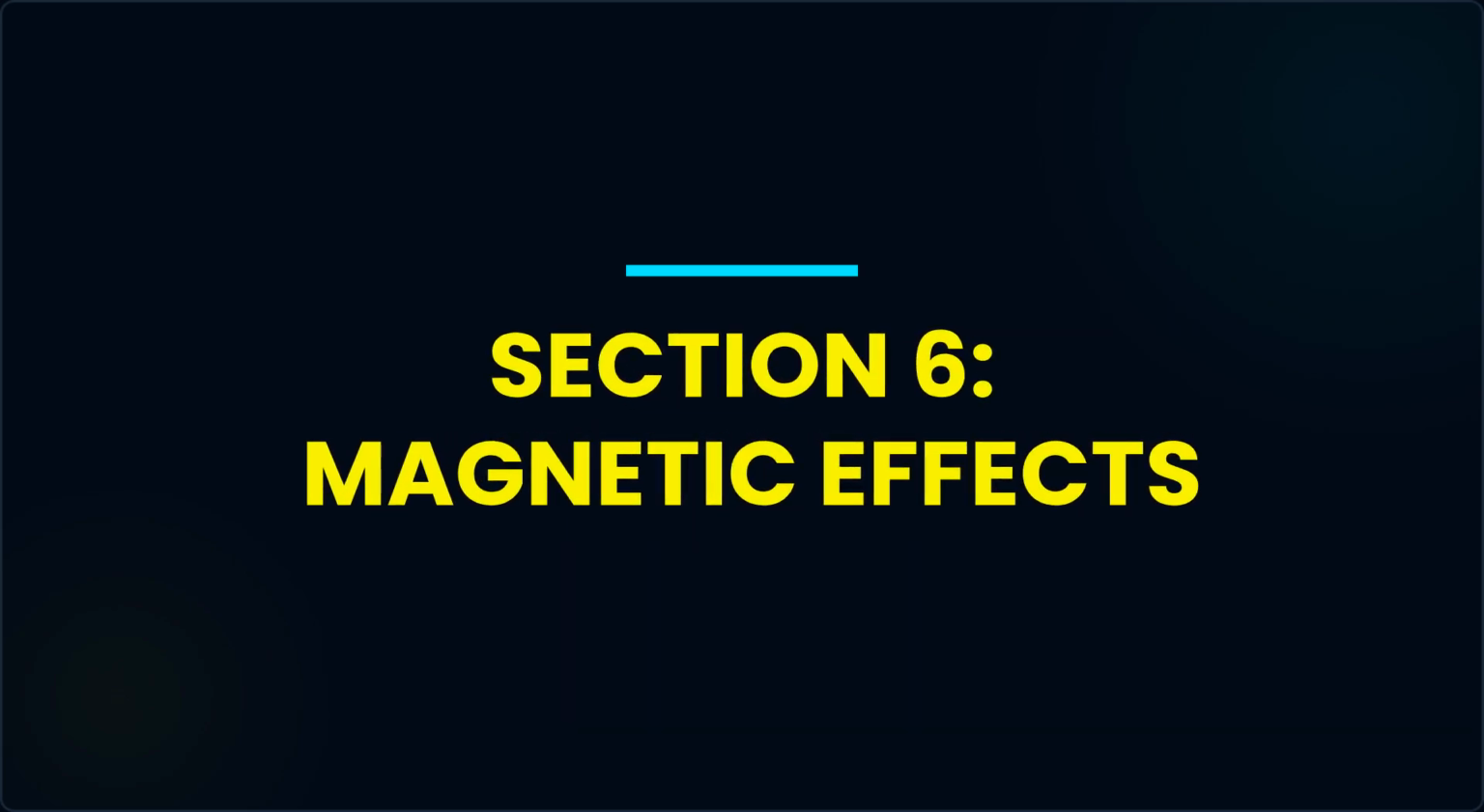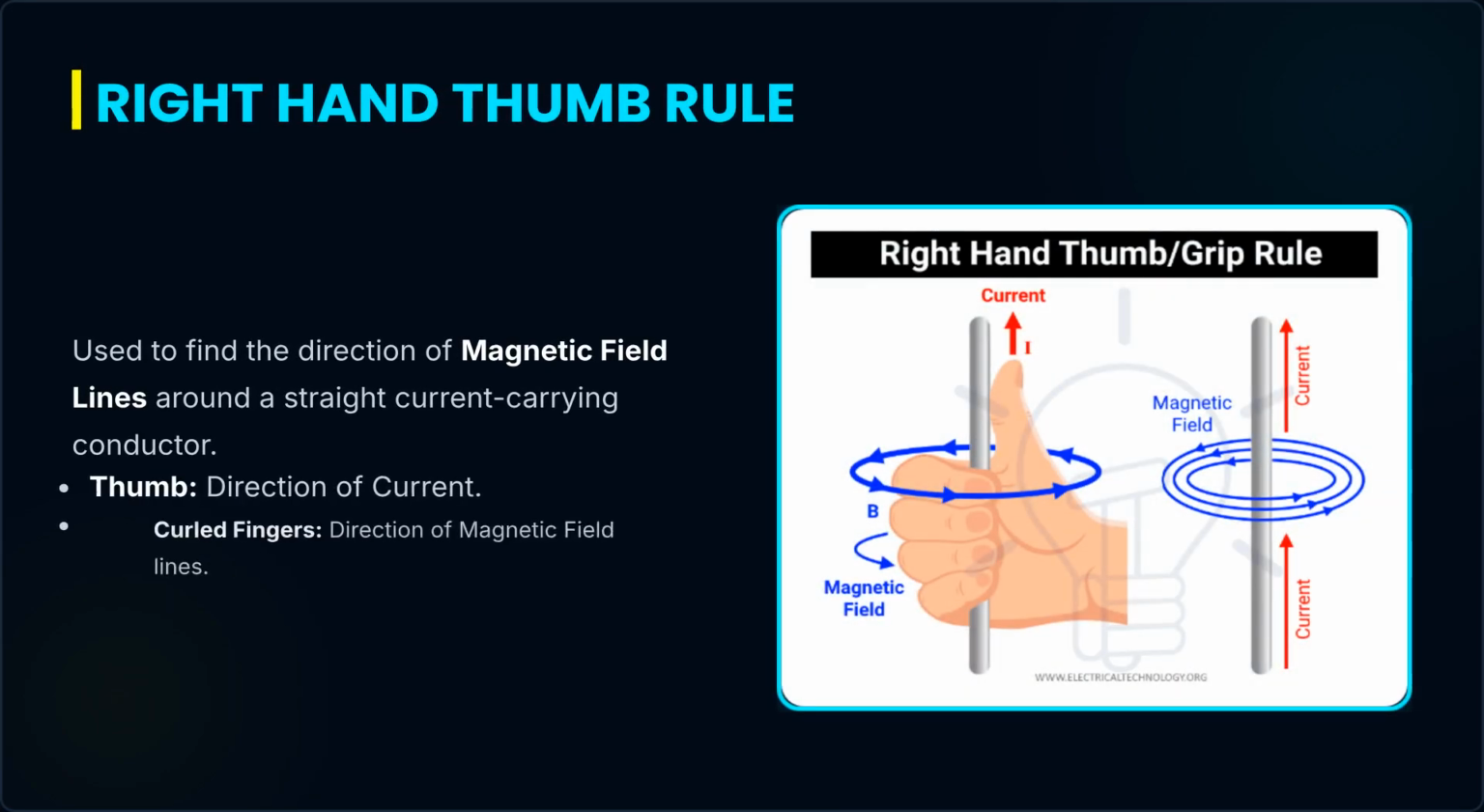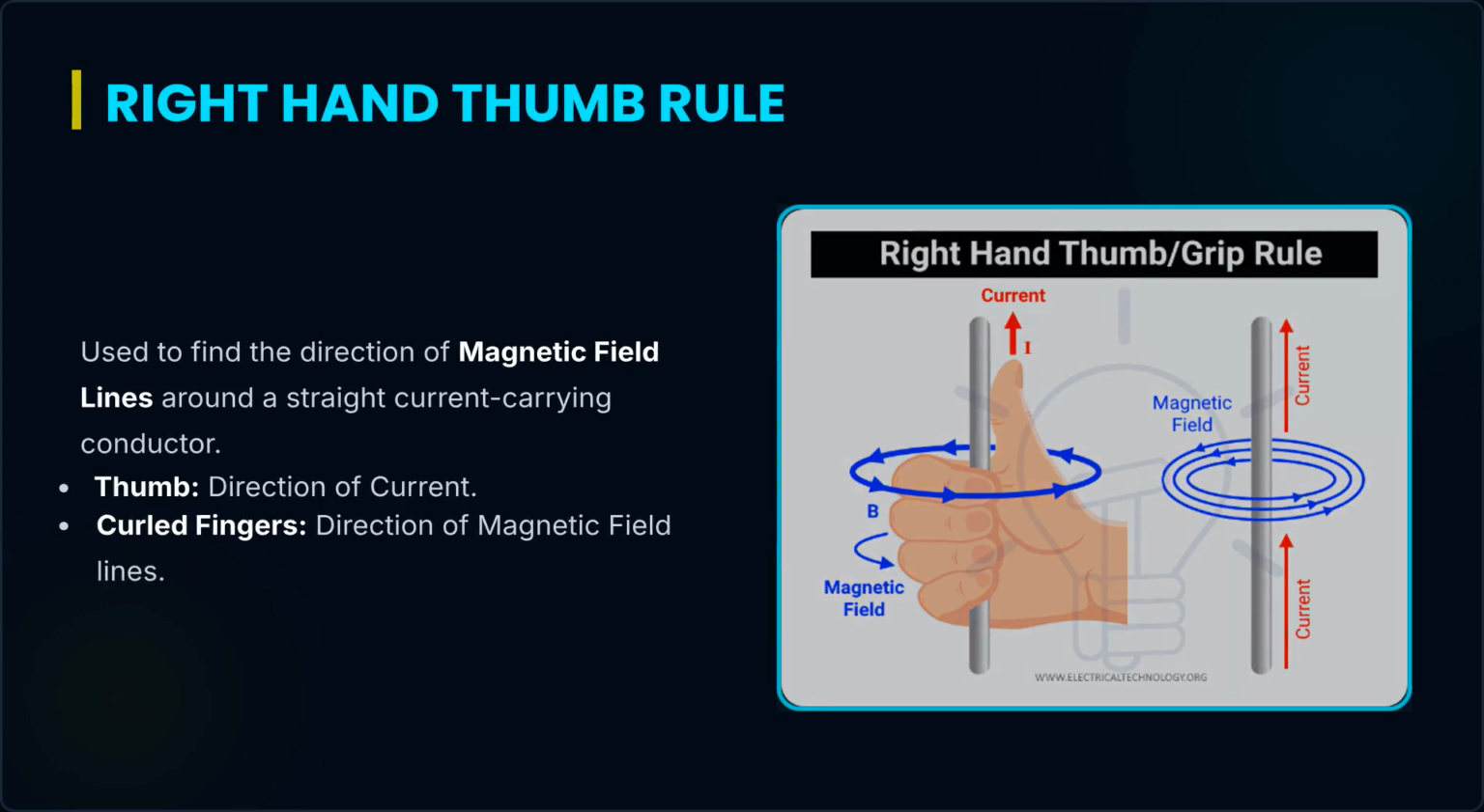Section 6 covers magnetic effects of electric current. The right-hand thumb rule is used to find the direction of magnetic field lines around a straight, current-carrying conductor. The thumb points in the direction of the current, and the curled fingers show the direction of the magnetic field.